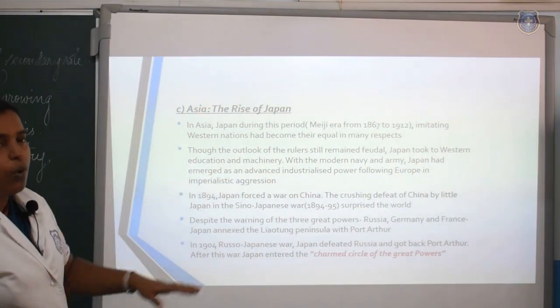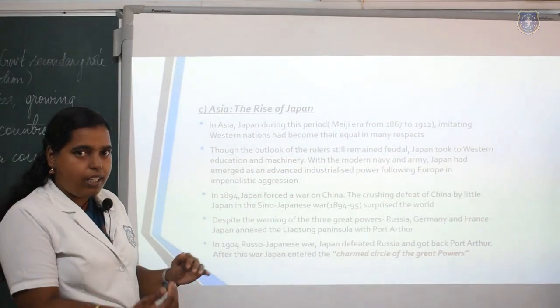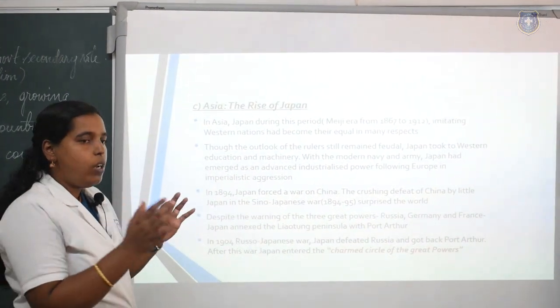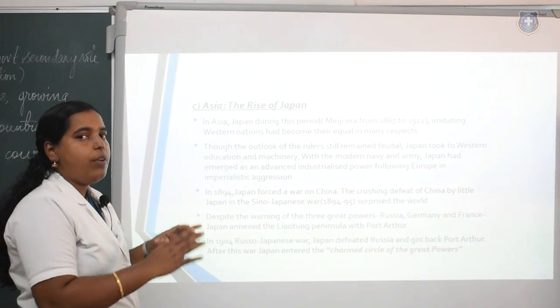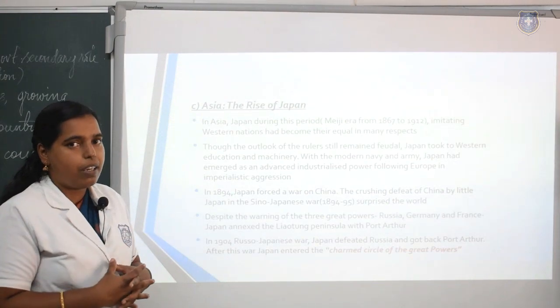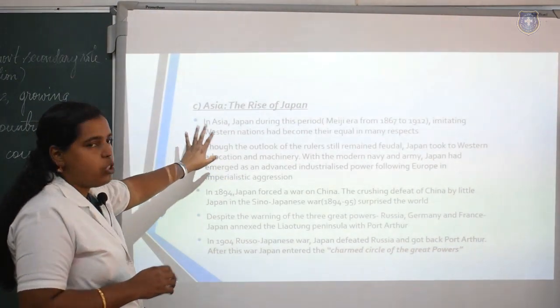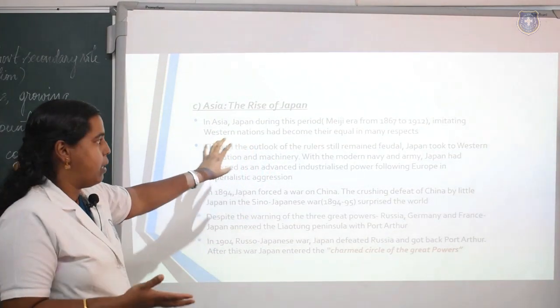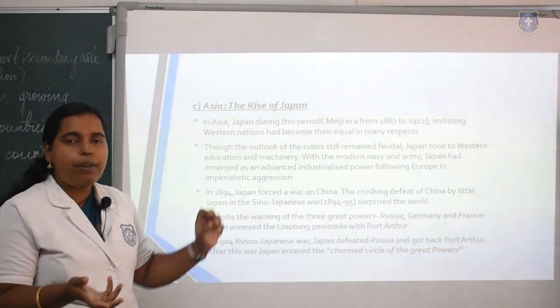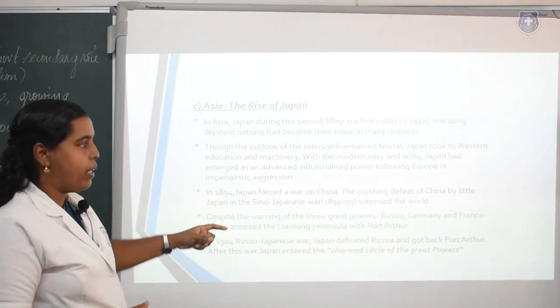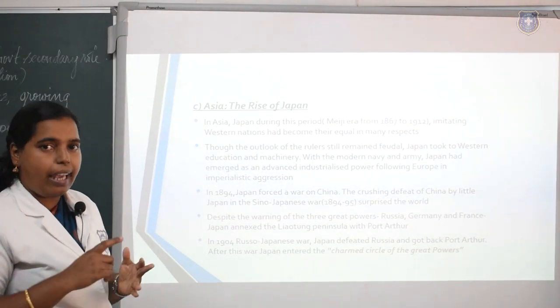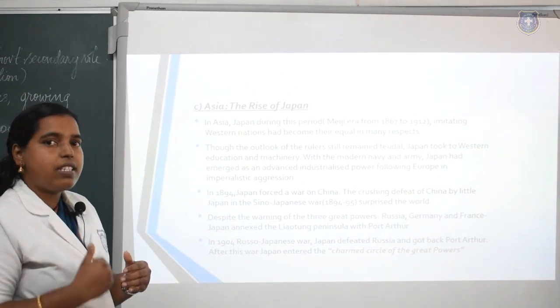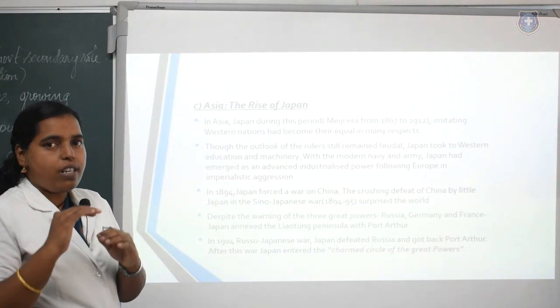Next thing is Asia. Now here comes Japan. Japan started to rise up. Already there are dominating countries like England, Germany, Russia, and everyone is dominating and has started clashing between them. They don't know anything about Japan, but suddenly Japan is rising up here, and this gives the notion that it is also a dominating country. So in Asia, Japan also started imitating Western nations, their machinery, their education, all these systems, and started to become an equal in all aspects.